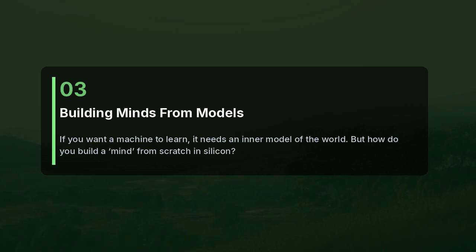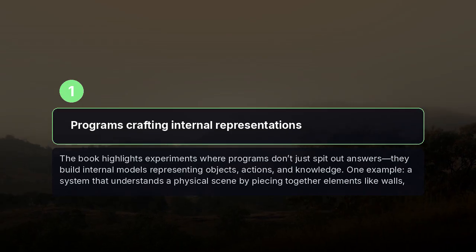But how do you build a mind from scratch in silicon? The book highlights experiments where programs don't just spit out answers. They build internal models representing objects, actions, and knowledge. One example, a system that understands a physical scene by piecing together elements like walls, doors, and people, forming a mental map akin to your brain's spatial sense.